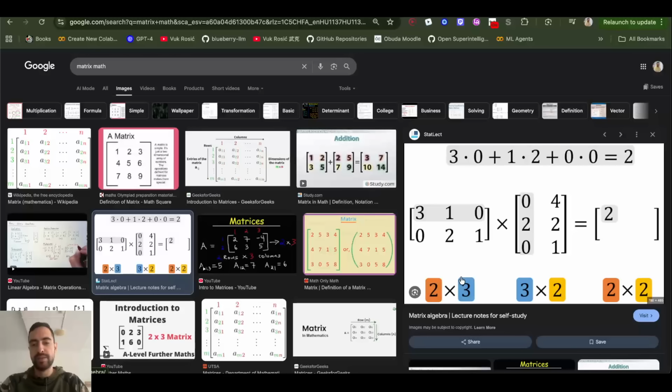So if this matrix was 2 times 3, and this matrix was 3 rows and 4 columns, then it's possible to multiply because the inner dimensions 3 and 3 are equal, and the result would be 2 times 4.